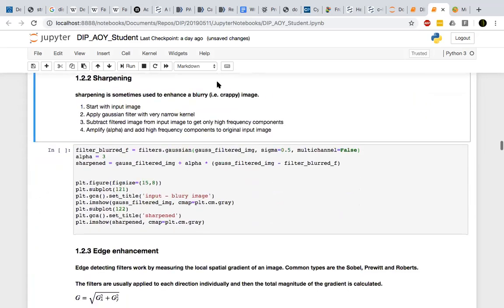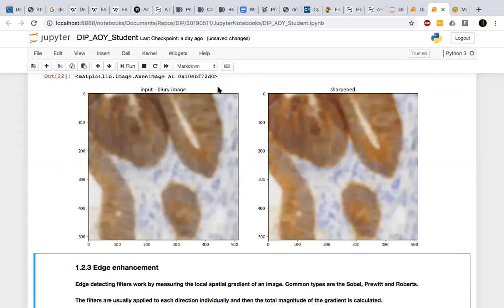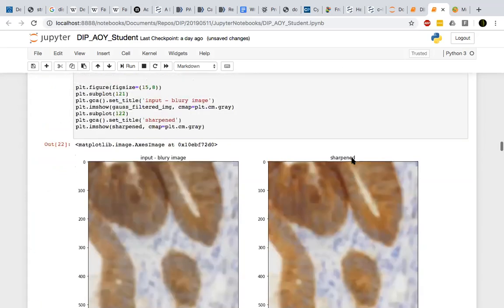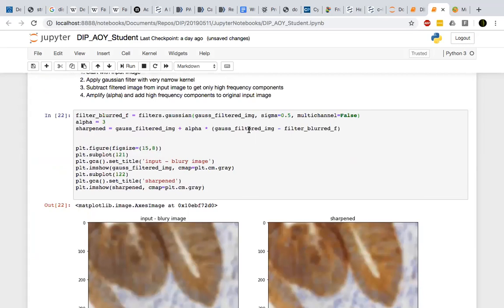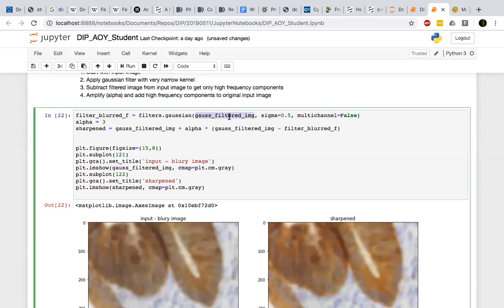Now the next thing is sharpening. Like I said, sharpening is not usually something we do. And you see it can have limited effect. The way sharpening is implemented here is we take the image that we want to sharpen, right? So usually we want to start off with a kind of crappy image and then make it better.